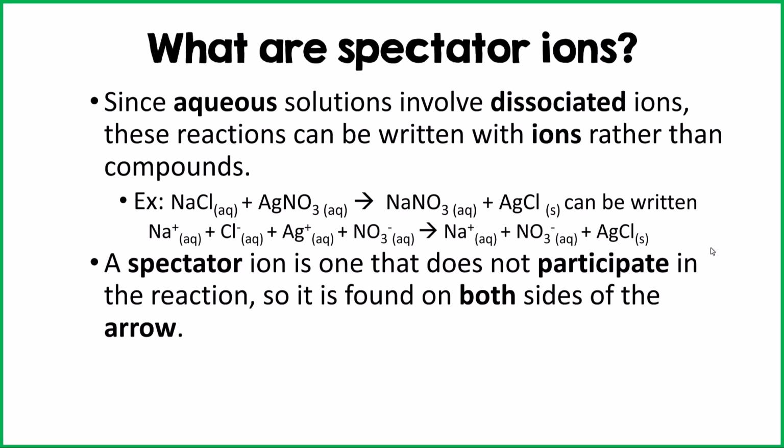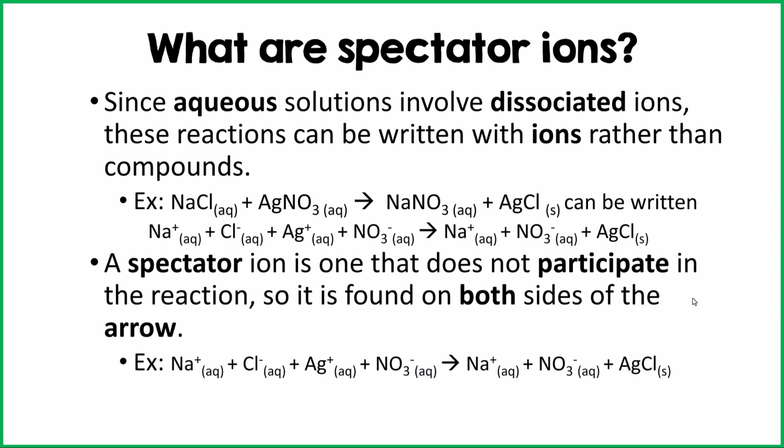A spectator ion is one that does not participate in the reaction, so it's found on both sides of the arrow. Just like a spectator of a sport is someone that's not participating in the sport, a spectator ion is not participating in the reaction. And so it's not going to be part of this insoluble precipitate. It is going to be found on both sides of our reaction here in ionic form.